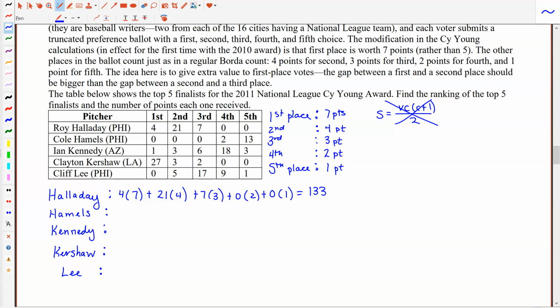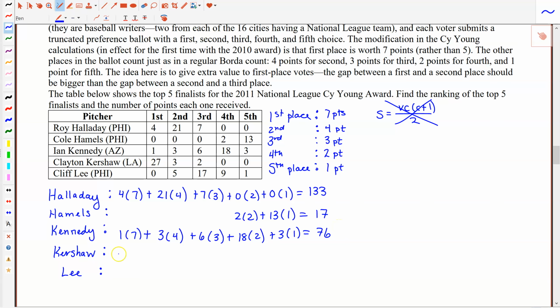Alright, so next for Cole Hamels. Alright, so he has 0 people that had him first, 0 for second, 0 for third. Alright, so I have 2 people that gave him a fourth place vote. Okay, so 2 people gave him 2 points. And then down here, 13 people gave him 1 point. So overall, he got 17 points. For Kennedy, he got 1 first place vote. Let's see, 3 second place votes. 6 third place votes for 3 points each. 18 fourth place votes. And 3 fifth place votes, with a total then of 76 points.